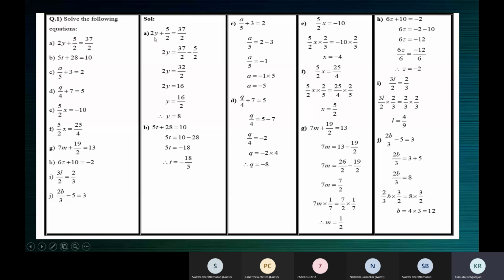So first we're trying to separate. The variable y is in 2y, and it's also with 5 by 2. So you need to separate y from 5 by 2 and this 2. So let's first remove this plus 5 by 2, which is in the left-hand side. Plus 5 by 2 from the LHS moves to the RHS as minus 5 by 2. And you see that 37 by 2 and 5 by 2 are like fractions.